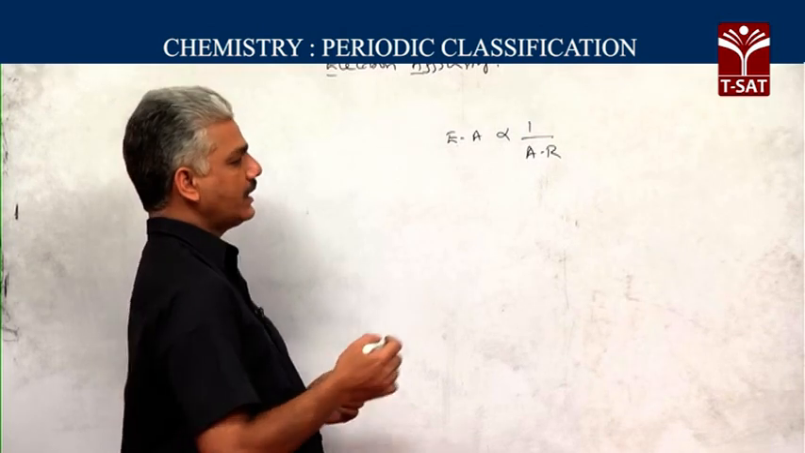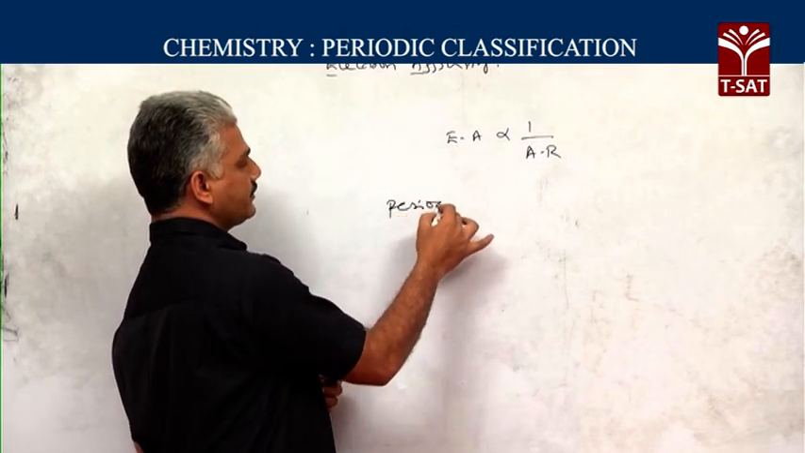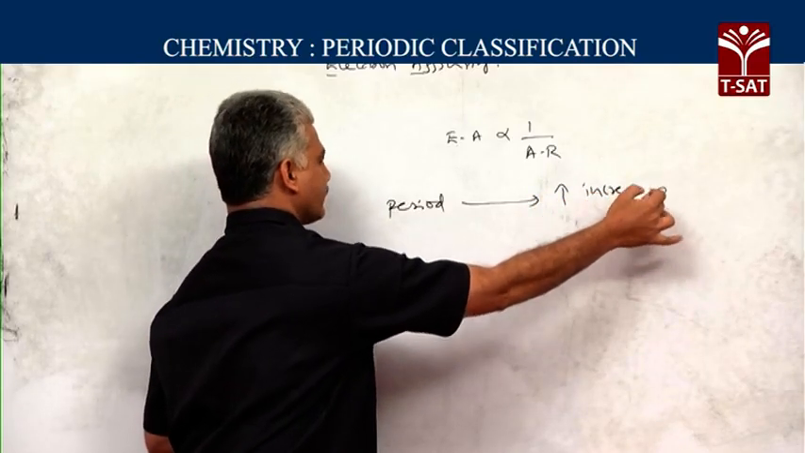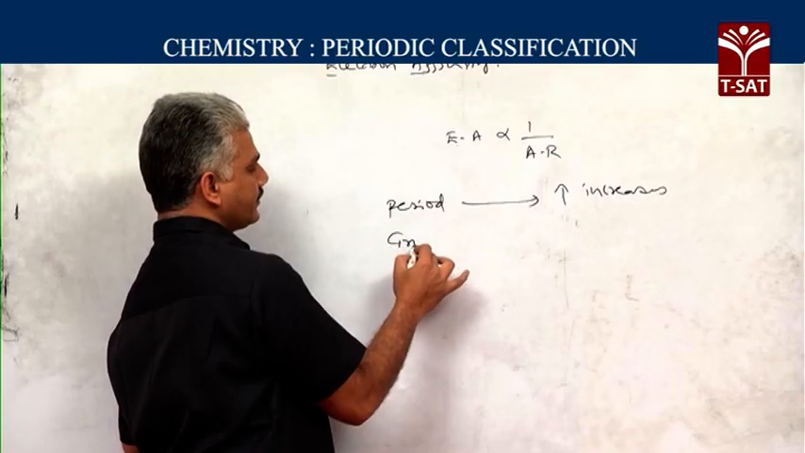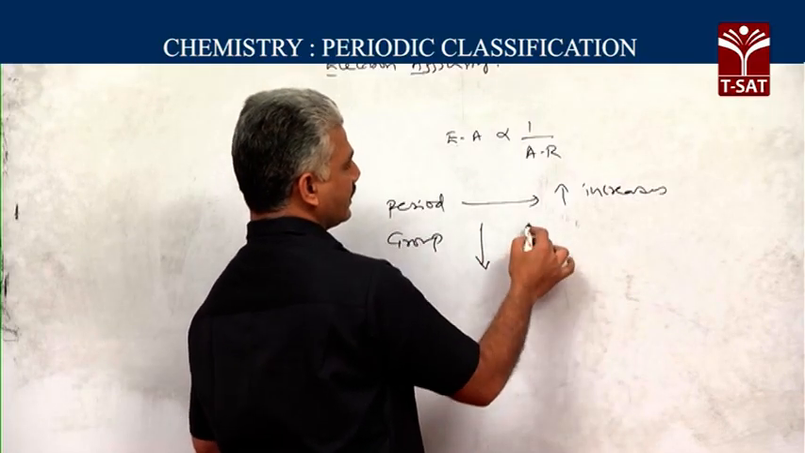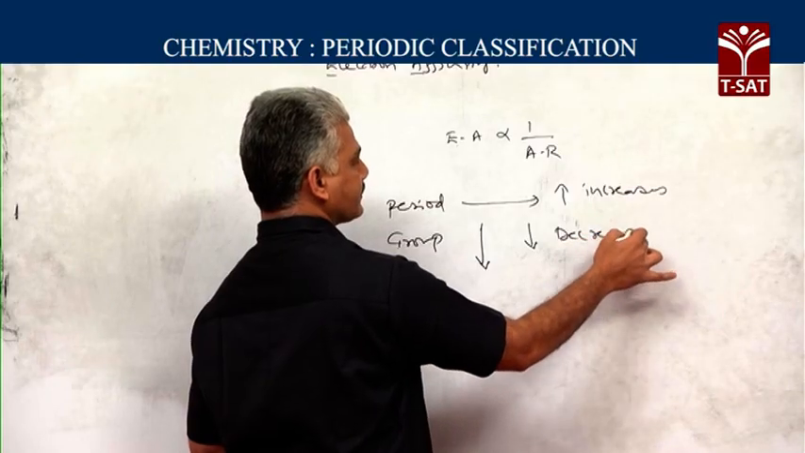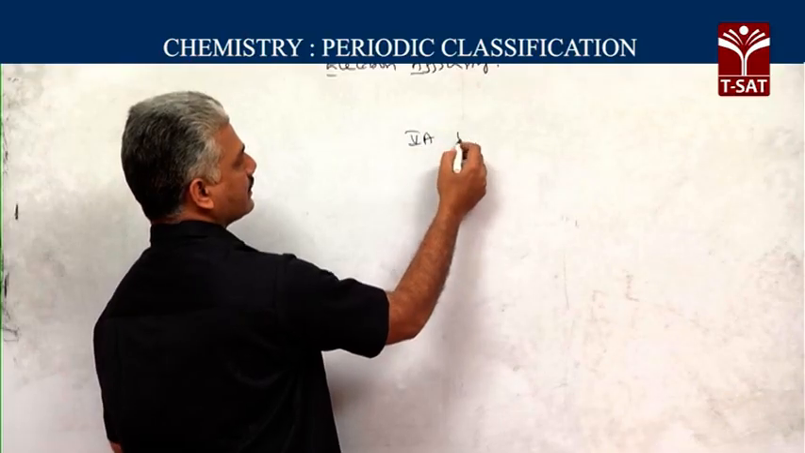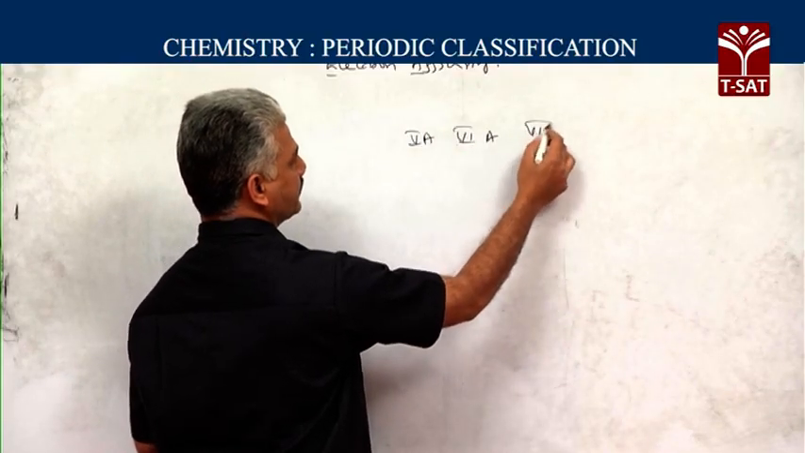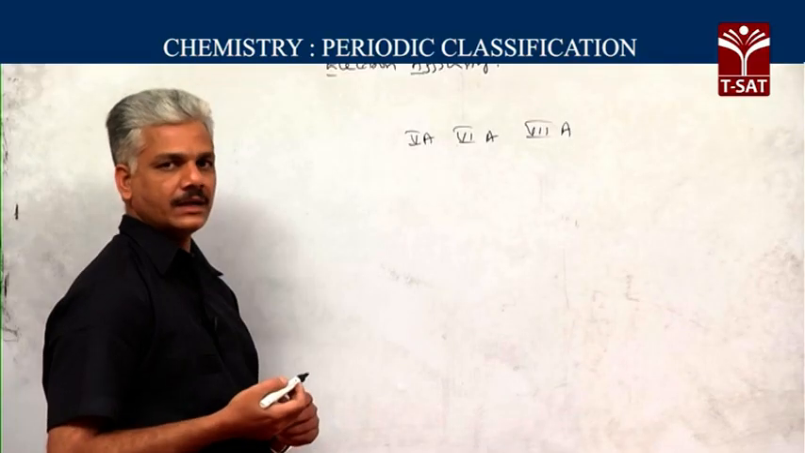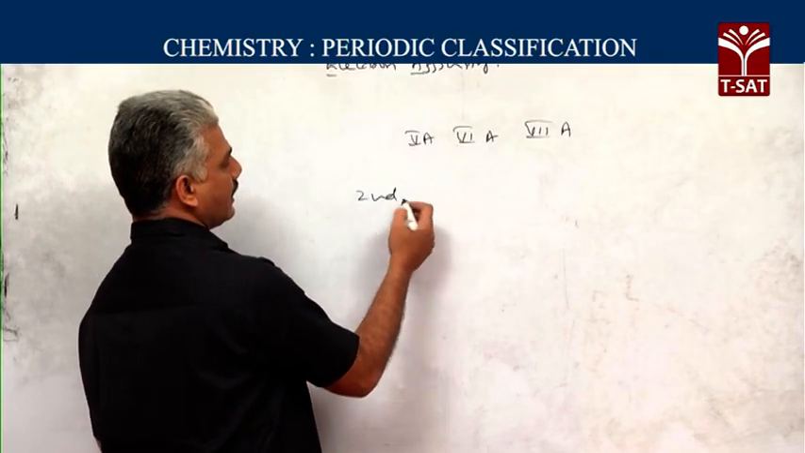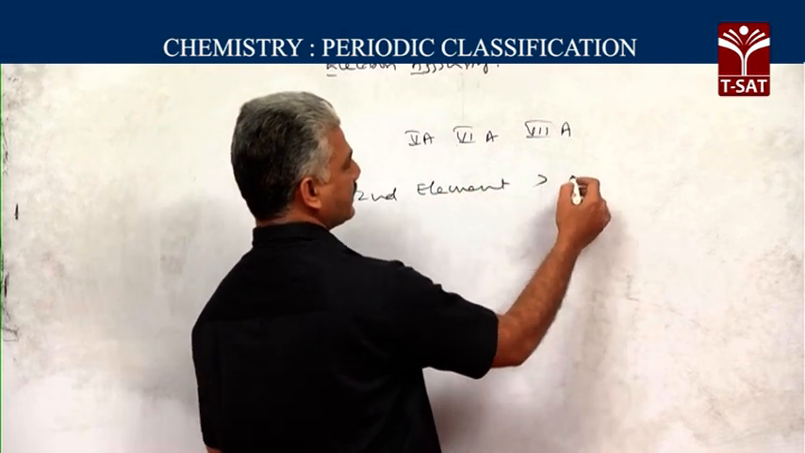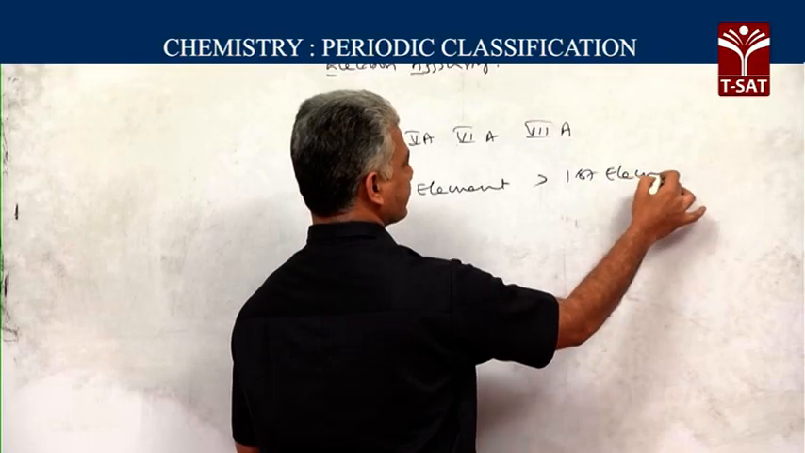Hence, along a period, the electron affinity value increases, and down the group the value decreases. However, among the elements of 5A, 6A and 7A groups, the second element has higher electron affinity than the first element.